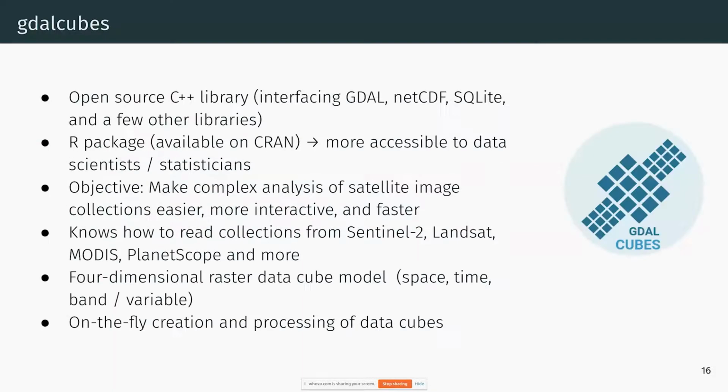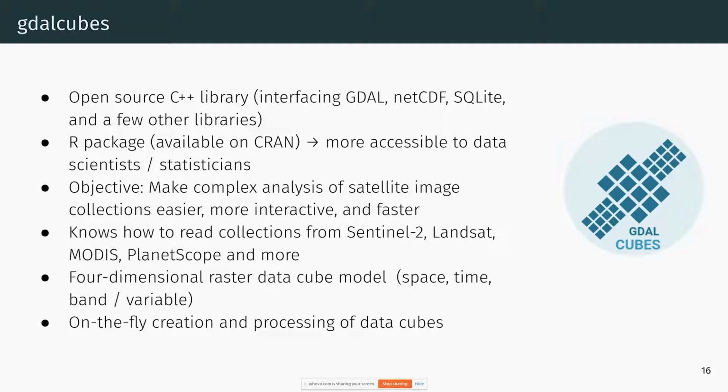So let's start. It's an open source C++ library interfacing GDAL, netCDF, SQLite, and some other system libraries. It is also available as an R package, which essentially wraps the C++ functions. The R package is available on CRAN, and that makes it a bit more accessible to data scientists and statisticians. The objective of the package and library is to make complex analysis of satellite image collections easier, more interactive, and if possible, also faster. And the library knows how to read collections from, for example, Sentinel-2, Landsat, MODIS, PlanetScope, and a few other data products.